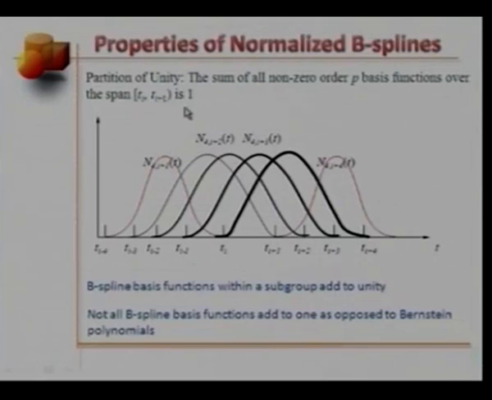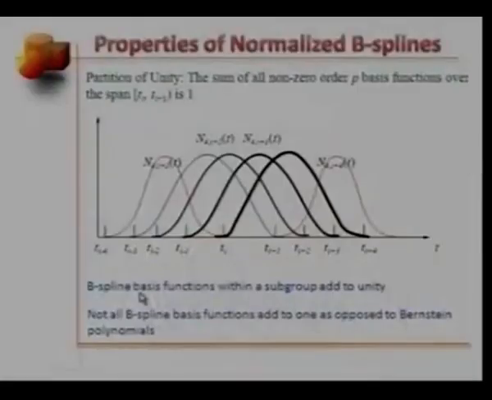So I had shown on board that the sum of N4 I plus 1, N4 I plus 2, N4 I plus 3 and N4 I plus 4 for values of t in between Ti and Ti plus 1 will be 1. In fact, you would notice that these are the only 4 non-zero basis spline functions over this knot span. Any other basis spline function, for example this red one over here or this red one over here, will be 0 over this knot span.